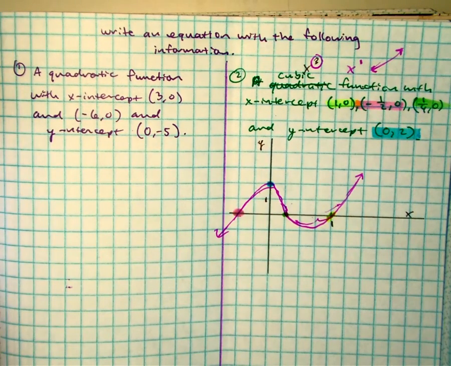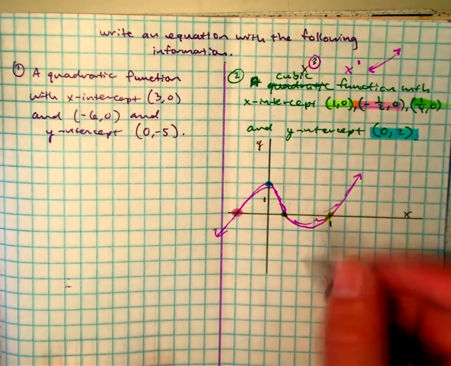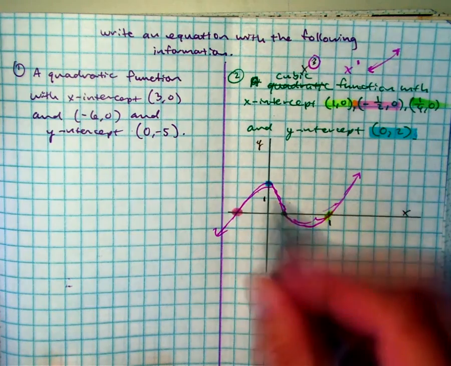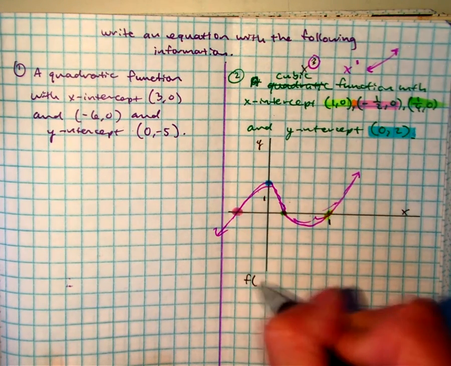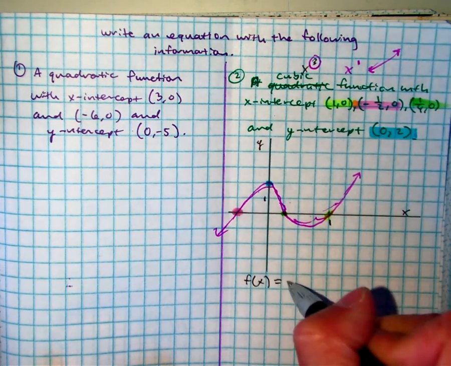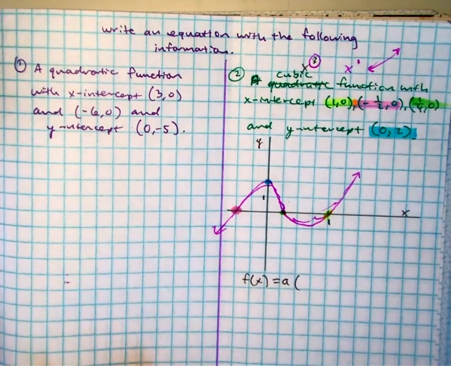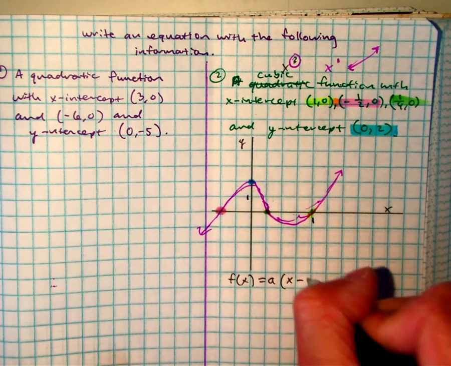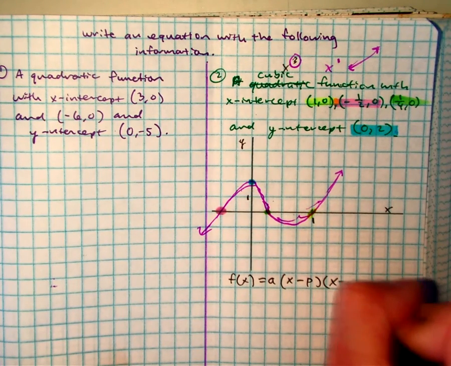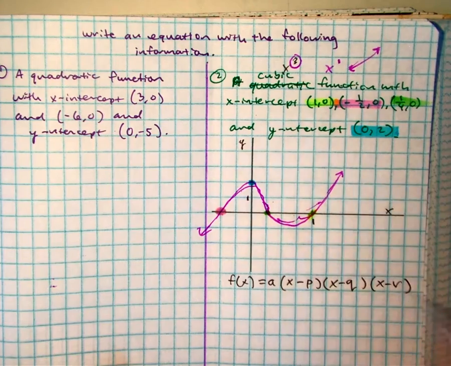Well, we do know something about what it's written in. It's written in something called factored form. Factored form just basically kind of looks like this. f of x equals a times (x minus p)(x minus q), and then, I don't know, think of another letter, (x minus r).